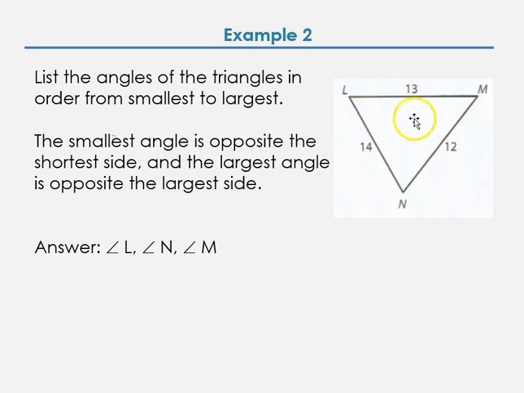Our next smallest side is LM, and its angle opposite it is angle N. So L and N, and our largest side is 14. The angle opposite LN is angle M.